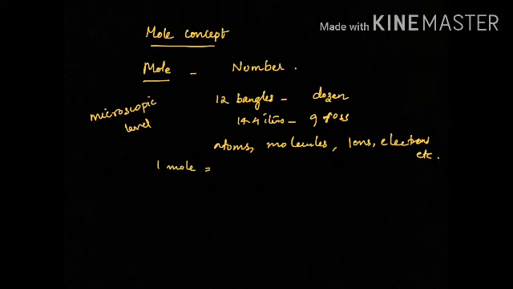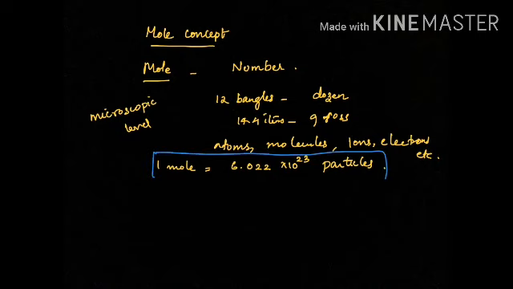1 mole means it has 6.022 into 10 raised to 23 particles. It's not just a simple number, it is not a whole number, it is 6.022 into 10 raised to 23 particles. Microscopic particles are very small, so we need to represent a very big number to represent the number of microscopic particles. So 1 mole is equal to 6.022 into 10 raised to 23 particles.